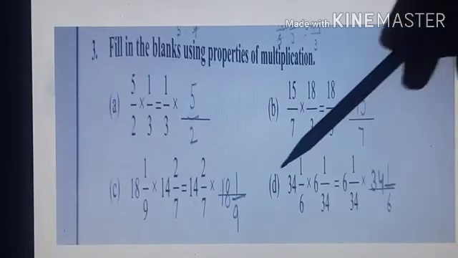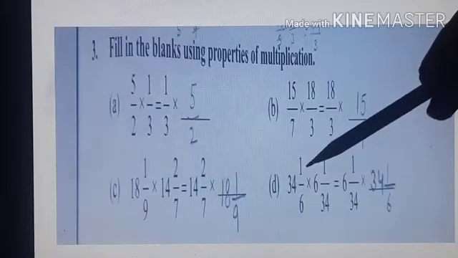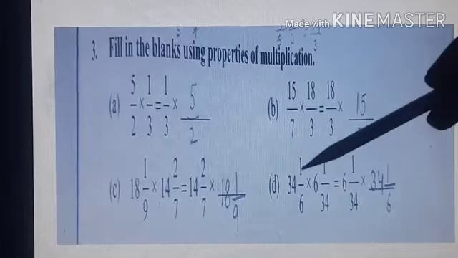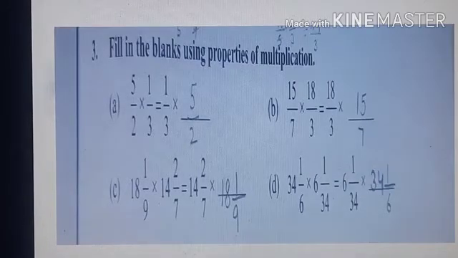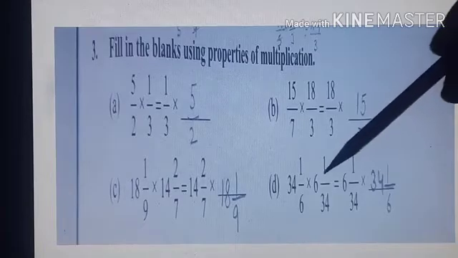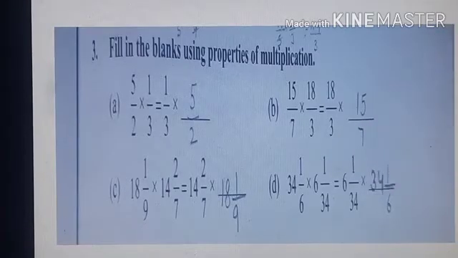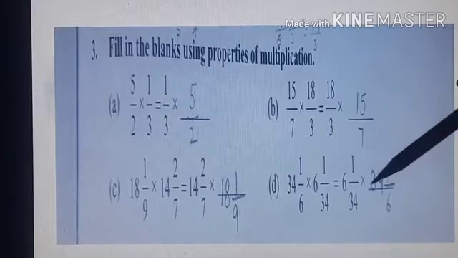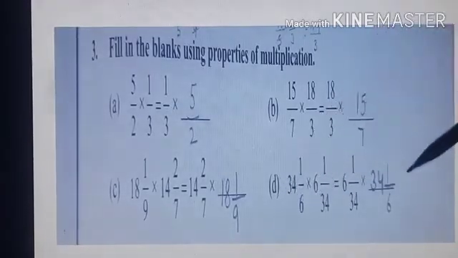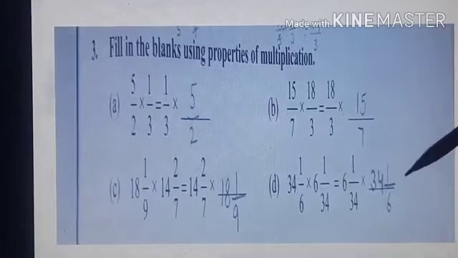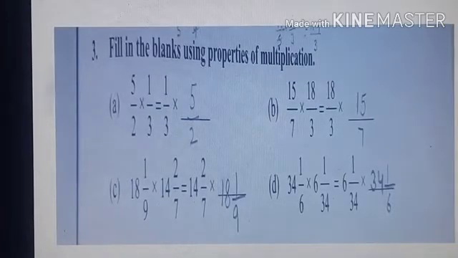Right? And D part, 13 whole 1 upon 6 multiply by 6 whole 1 upon 34 is equal to 6 whole 1 upon 34 multiply by, what is missing here? 34 whole 1 upon 6. So it will be written in fill up. Understood? Very good.